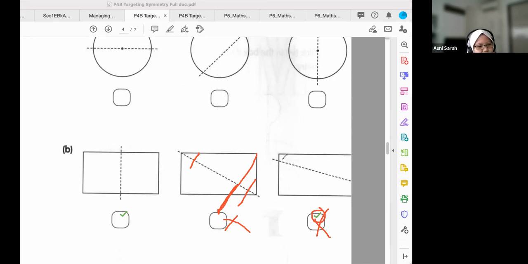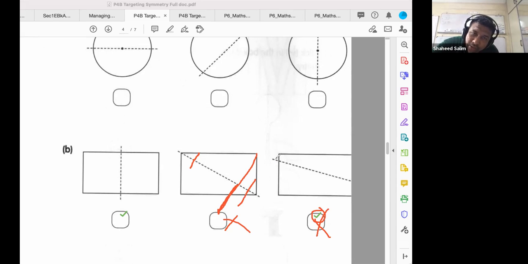Look at this. This straight line. You check. You draw a line here. See, down here there isn't anything. So this is not symmetrical. You draw 1 cm from here. Can you see? Down here there is no 1 cm, no line here. So this is not symmetrical. Only the first one is symmetrical.